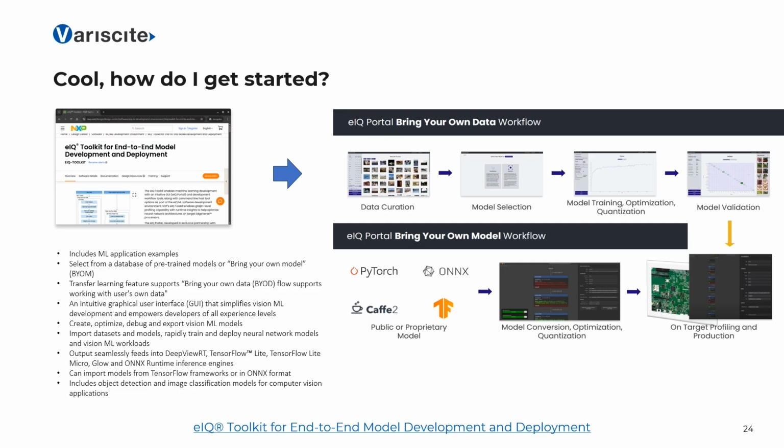It supports pre-trained models and allows you to bring your own model and data for transfer learning. The intuitive GUI simplifies machine learning development for developers of all experience levels, enabling you to create, optimize, debug, and export models. You can import datasets, rapidly train and deploy neural networks, and the output is compatible with major inference engines like DeepView-RT, TensorFlow Lite, Glow, and ONNX. Plus, it includes models for object detection, image classification, and more. This comprehensive toolkit makes it much easier to implement machine learning on edge devices.